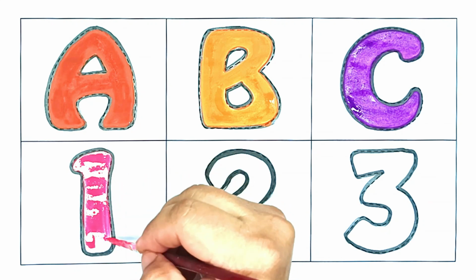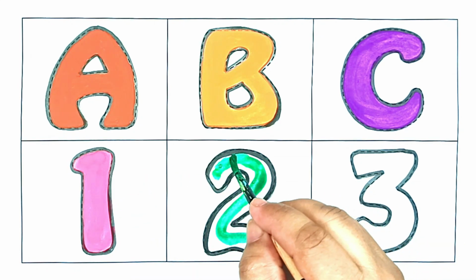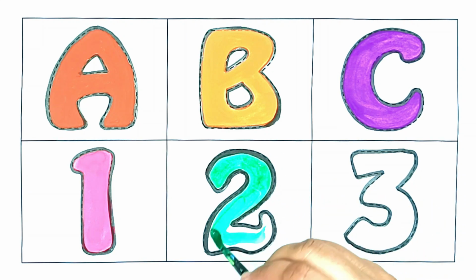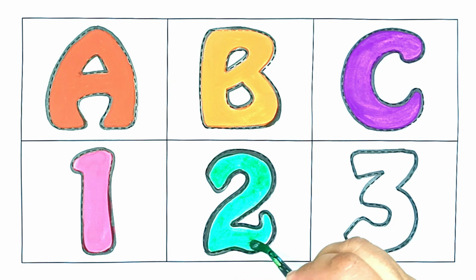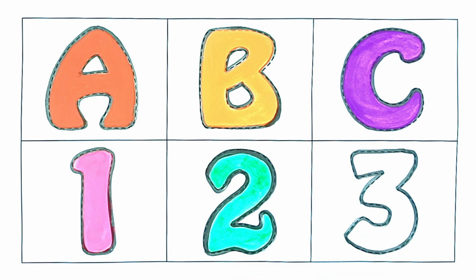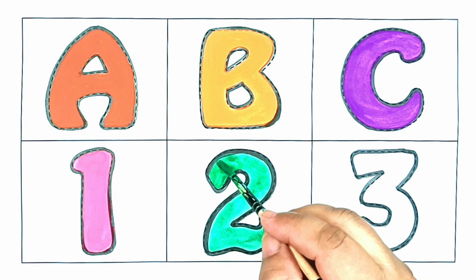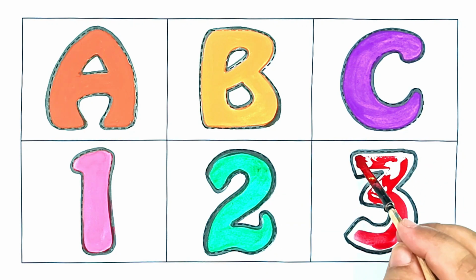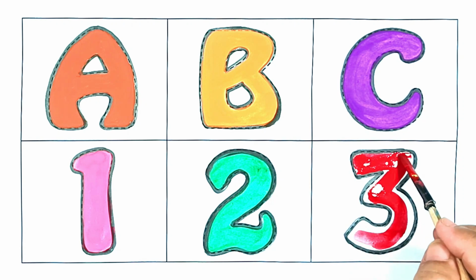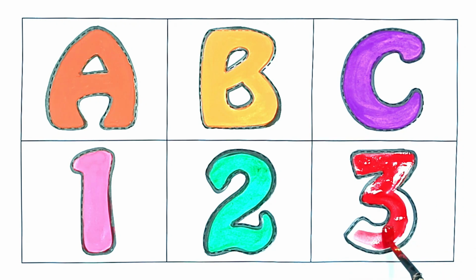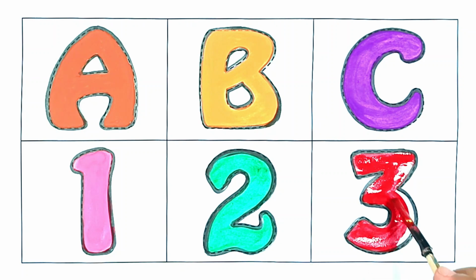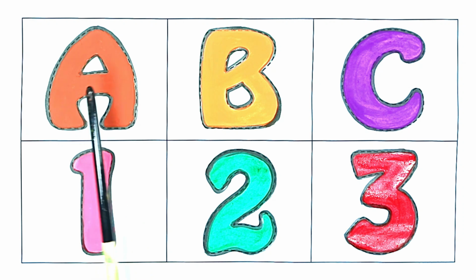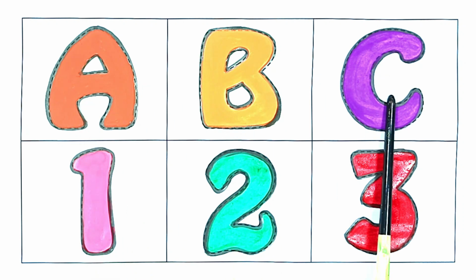1 baby arrives. 2 tiny hands hold. 3 sweet kisses given. A, B, C.